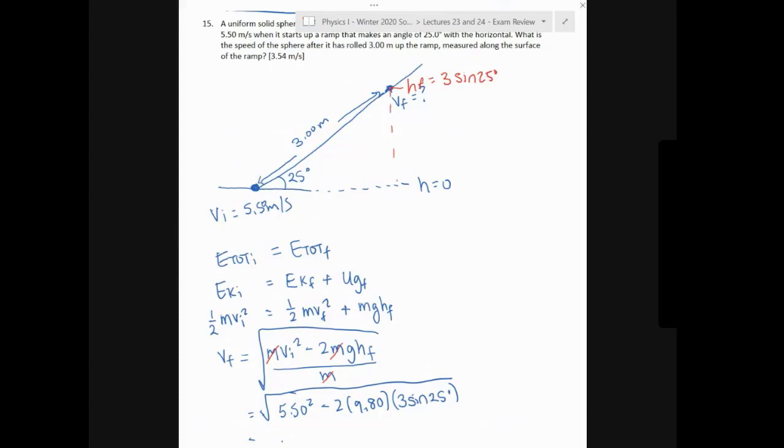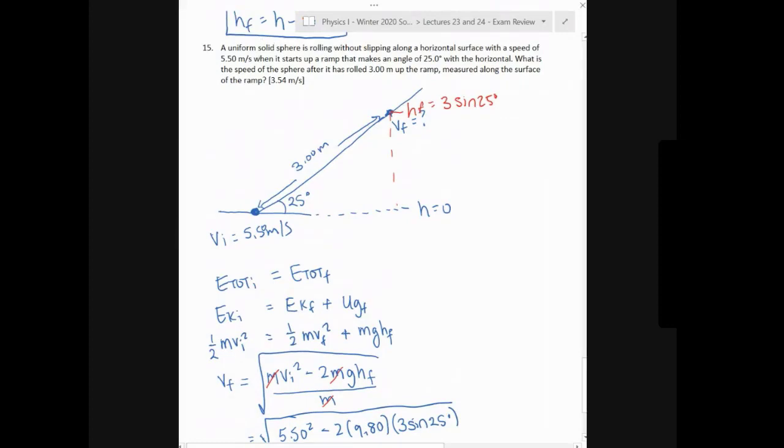We aren't using the inertia equations. Why do we need to be using inertia equations? What do you mean by that? Because we're told it's a solid sphere. Yes, you see that it says it's a solid sphere? We're not treating this like a particle anymore. We're treating it like a solid sphere that's rotating up the ramp.